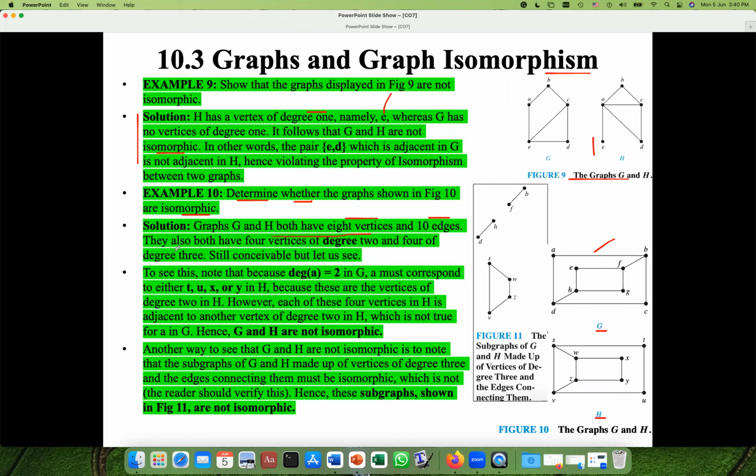So still we are not finding anything which is making these two graphs non-isomorphic. This is just a sentence I have written here, it is not available in the book: still conceivable. So still it is just convincing us that it is isomorphic. From the information that we have collected up to this point, it is just convincing us that this is isomorphic. But let's see what is the thing here. So moving on.